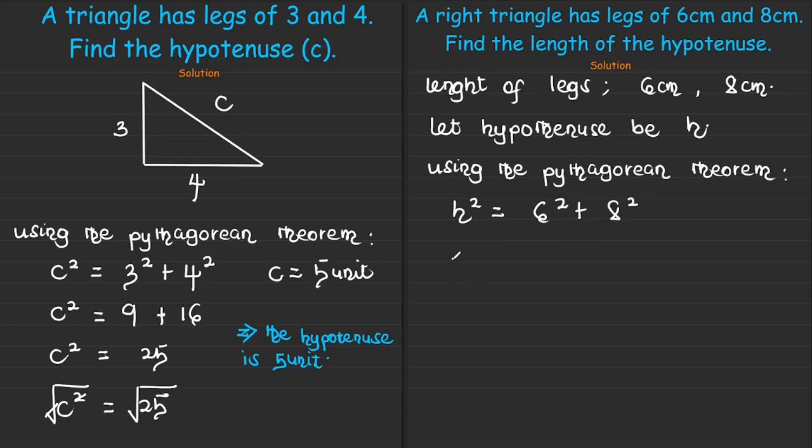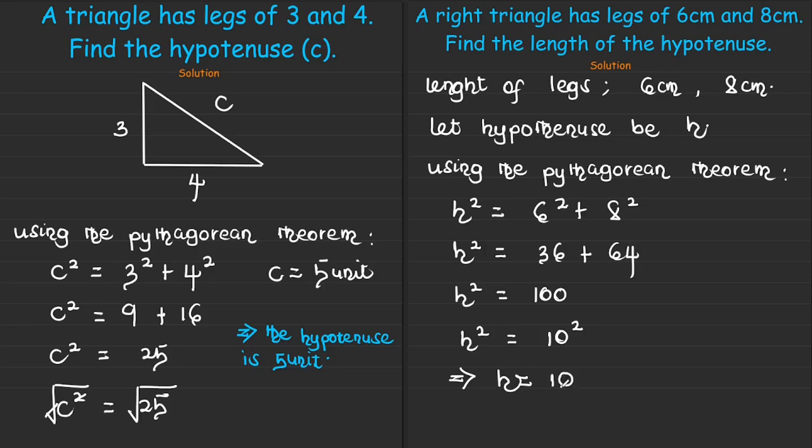Then we do our simplification. So h squared equals 6 squared, which gives us 36. Then 8 squared also gives us 64. And if we add the two, we have 100. Now h squared can be written as 100, which is just the square of 10. Since the squares are the same, it simply implies that h is equal to 10.